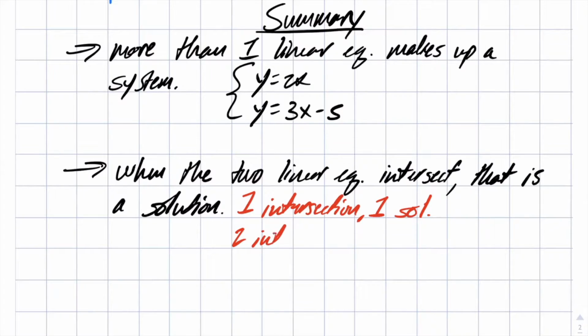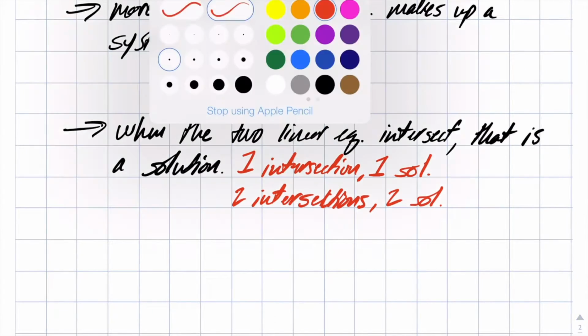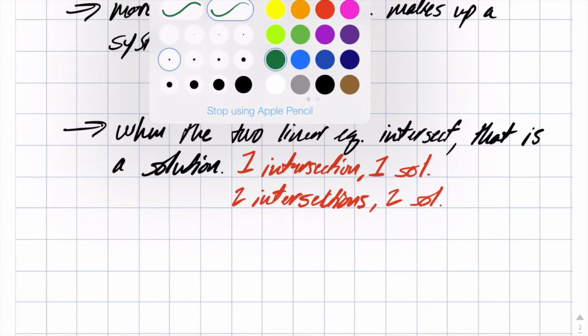Two intersections, in which linear equations won't intersect twice, but I'm just giving you the example. Two intersections, can't spell, two solutions. Okay, get that idea? And then also when they intersect, that is the break-even point. And I'll just put it here. One intersection, one solution. I'll write it as its own.